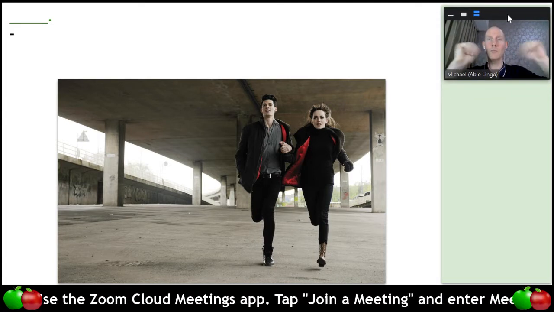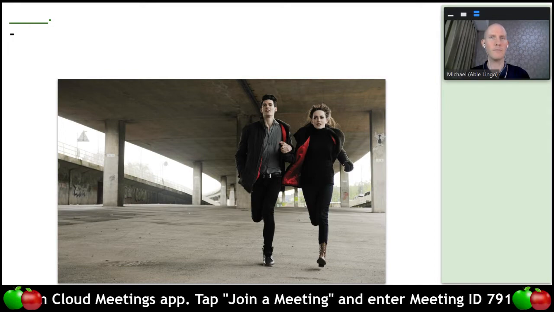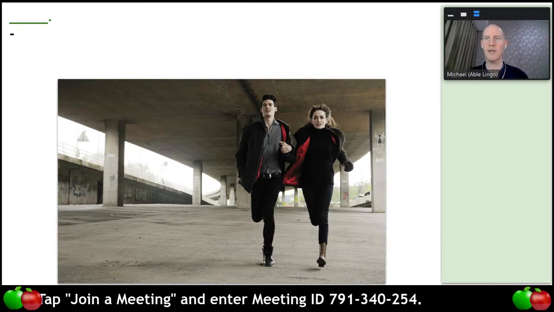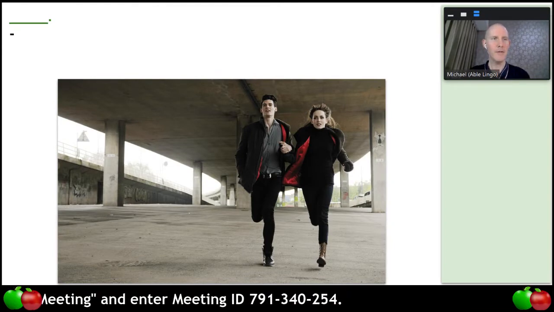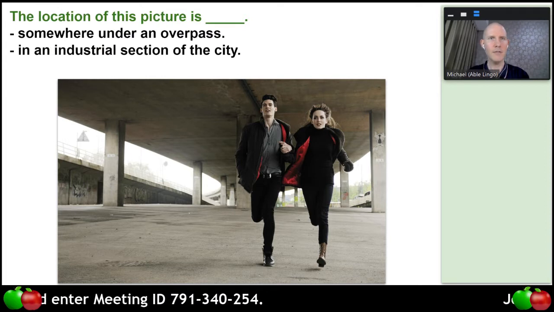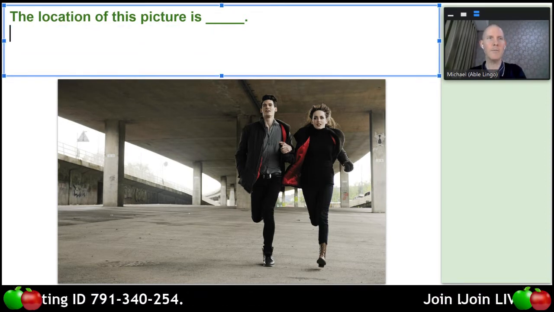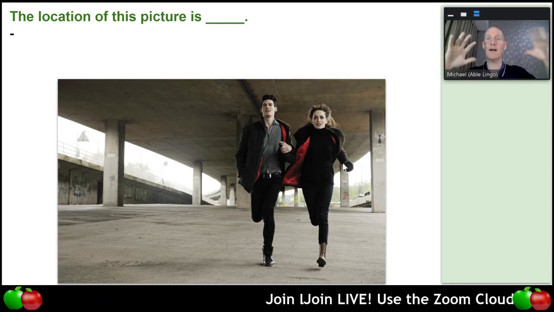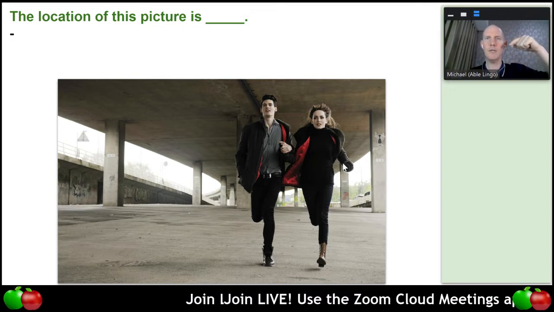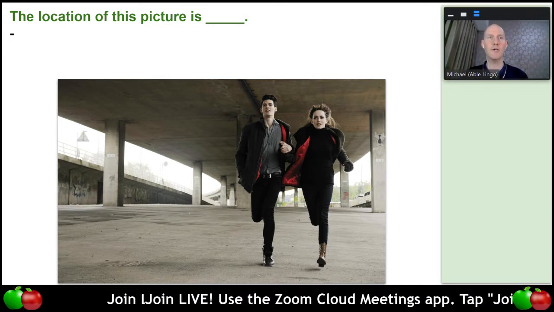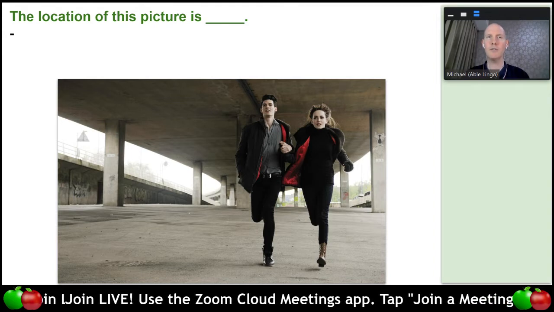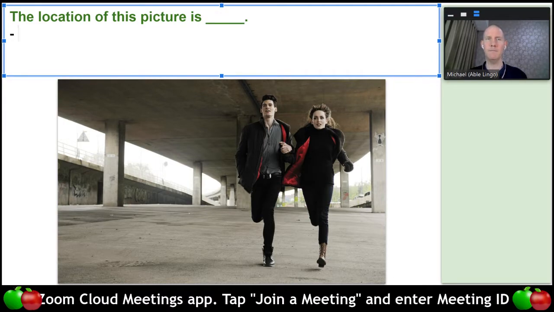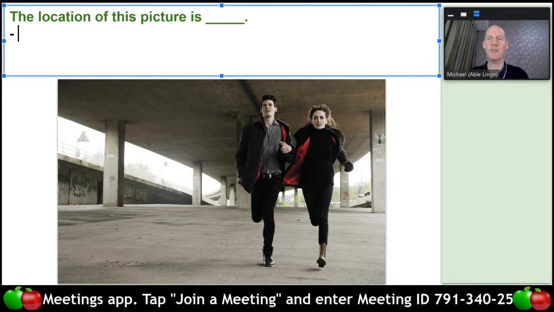But we're going to get started with describing the picture, right? So today we're going to describe this picture. Let's get started. Okay, so everyone is there. Let's do it. All right. Okay, so this is the picture, and we're going to start with the setting, right? So this is like the time and the place. So you guys tell me, we're going to finish this sentence, all right? So the location of this picture is what? What do you think? You guys finish the sentence. The location of this picture is what?